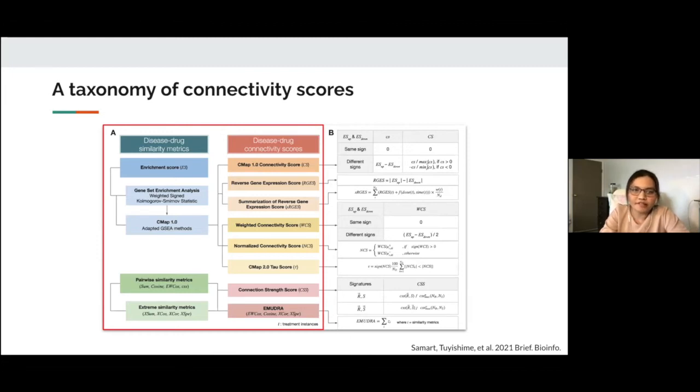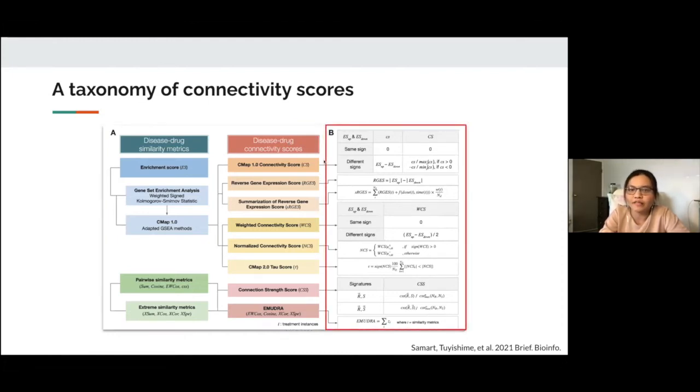As you can see here, the first column is the disease-drug similarity matrix. The second one is the disease-drug connectivity score. The difference between these two is that we use the disease-drug connectivity score to quantify the final result for our predicted drugs. The disease-drug similarity matrix is the basic concept of computation where we start to quantify the relationship between disease and drug. Then we use the disease-drug connectivity score, computed based on the similarity matrix, as the result to quantify the drug candidates.